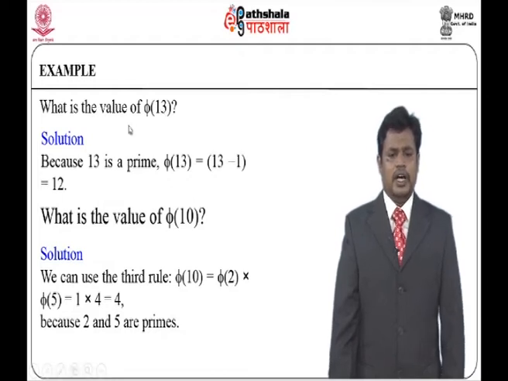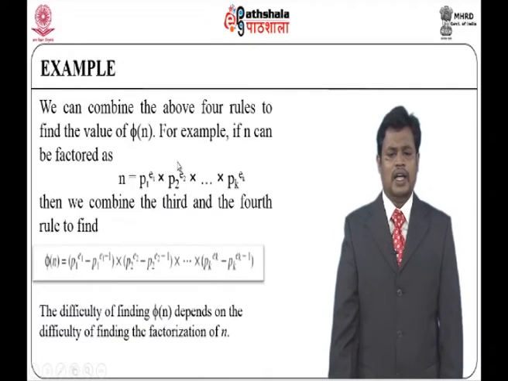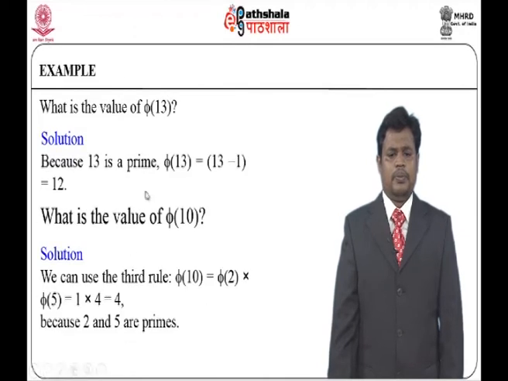Okay, let us see some examples related to Euler's totient function or Euler's phi function. What is the value of phi of 13? As we know, 13 is a prime, so directly applying the second rule, phi of 13 is equal to 13 minus 1, that is 12. Then similarly, what is the value of phi of 10? We have already computed it. According to the third rule, phi of 10 can be written as phi of 2 into phi of 5, that is 1 into 4, so the answer is 4, because 2 and 5 are prime numbers.